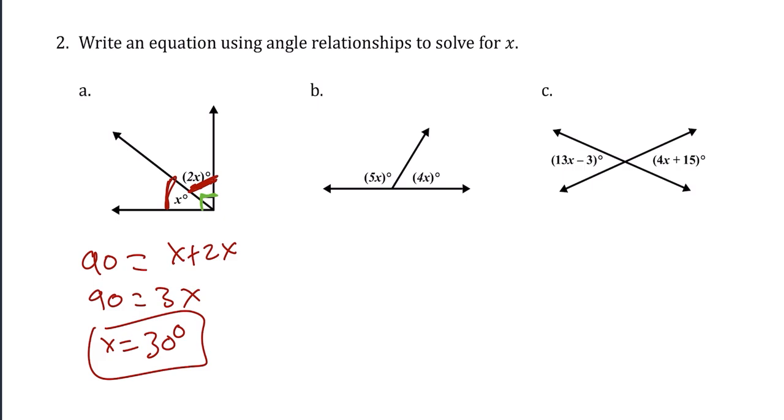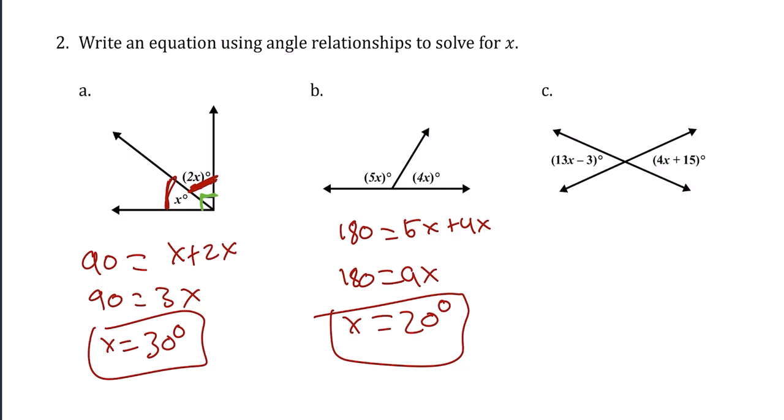Okay, let's do part B. So here we have two angles that are 5x and 4x, and those two are part of this bigger angle called a straight angle because it's this straight line. This straight angle here is going to be 180 degrees total. So we're going to say 180 equals 5x plus 4x, or 180 equals 9x, or x equals 20 degrees.